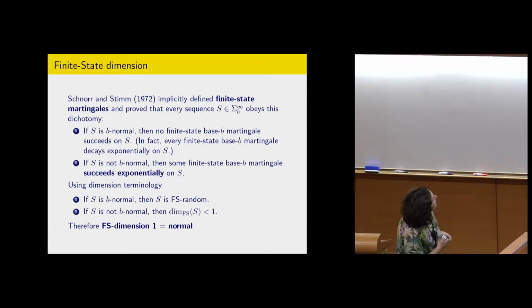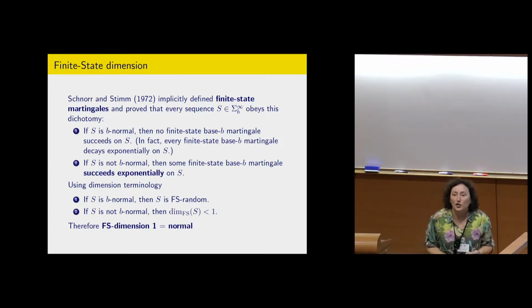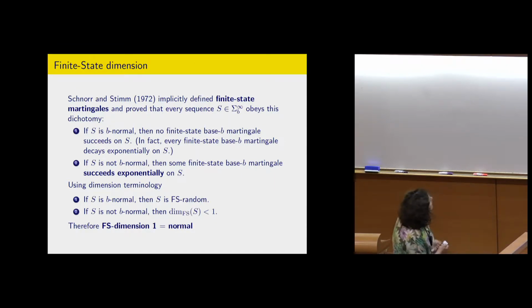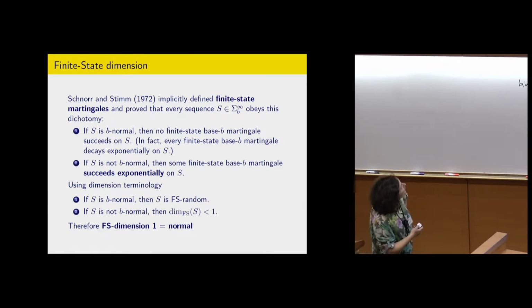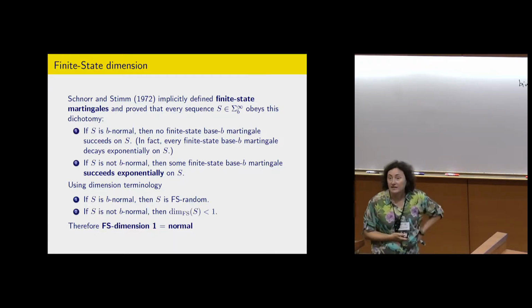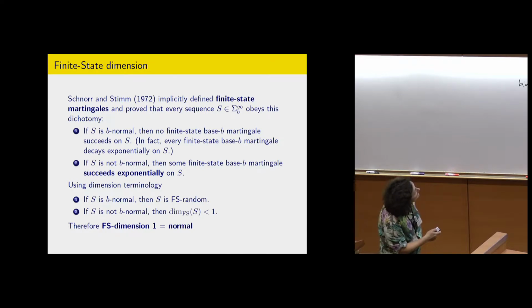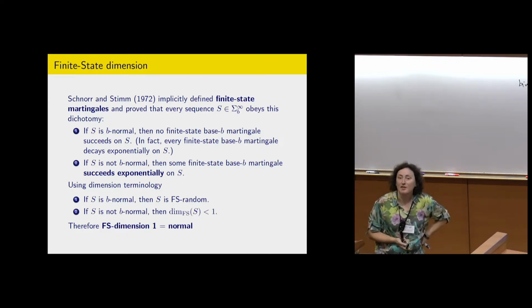In particular, we remark that finite-state dimension corresponds to normality. So finite-state dimension 1 is equivalent to finite-state random, and it is equivalent to being normal. Okay, this is one base. I'm talking only about one base. So this is what I'm going to use. I'm going to try to construct something that is absolutely normal by using these two properties. In particular, I will try to construct something that is dimension 1.